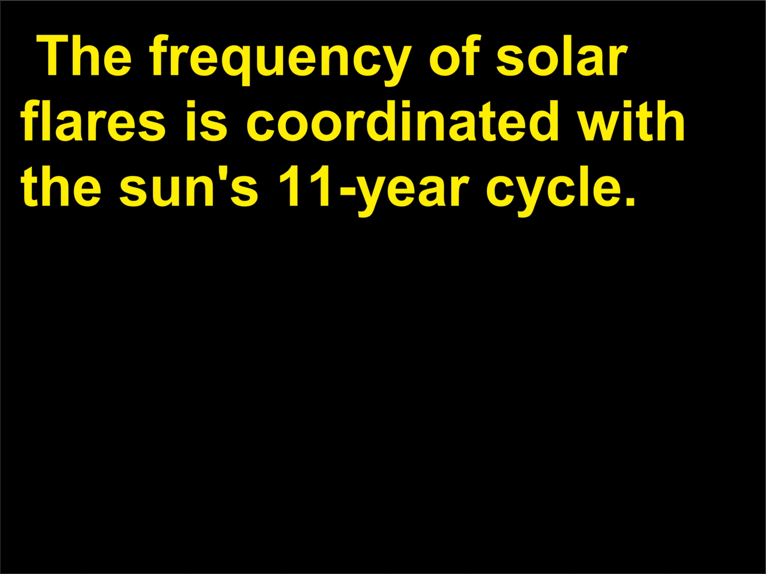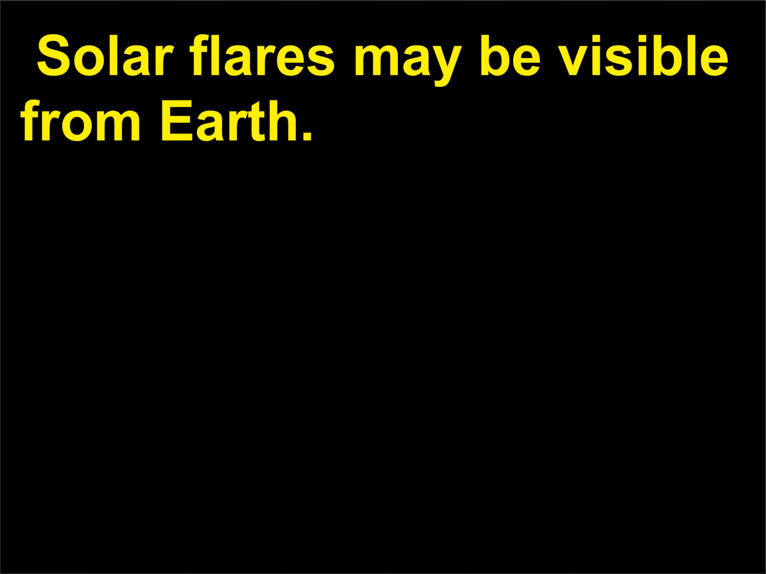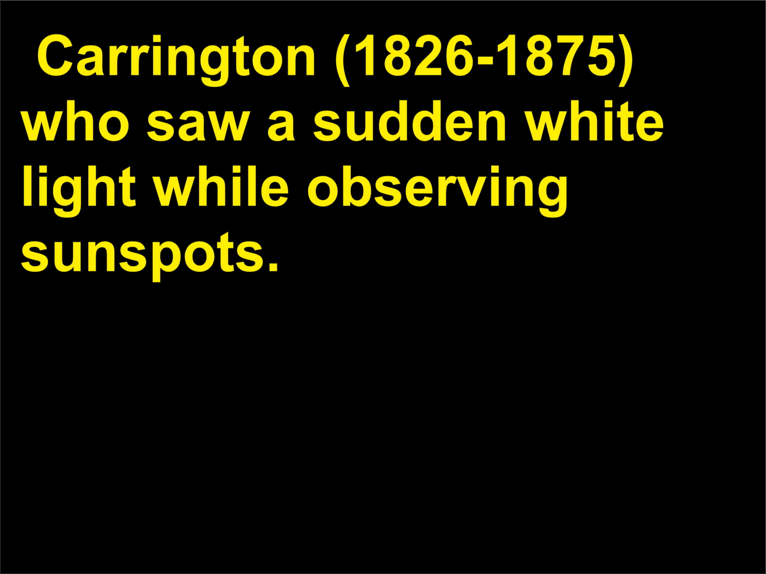The frequency of solar flares is coordinated with the sun's 11-year cycle. The number of solar flares is greatest at the peak of the solar cycle. Solar flares may be visible from Earth. The first solar flare observed and recorded was in 1859 by Richard C. Carrington, 1826 to 1875, who saw a sudden white light while observing sunspots.